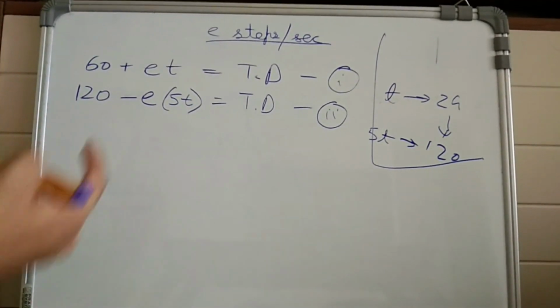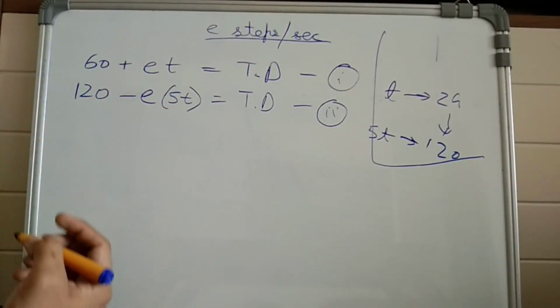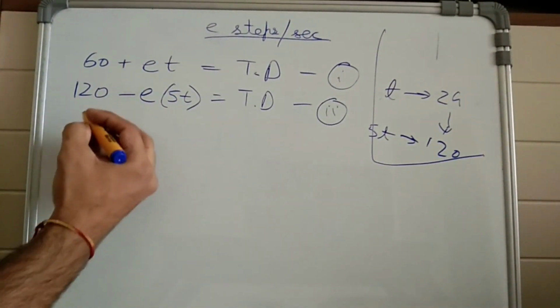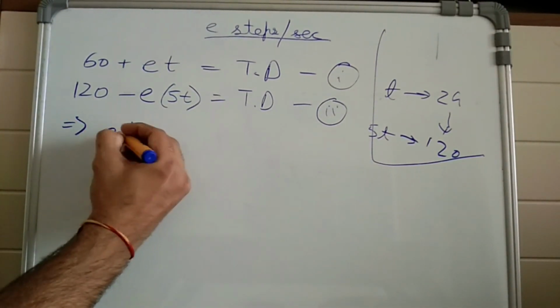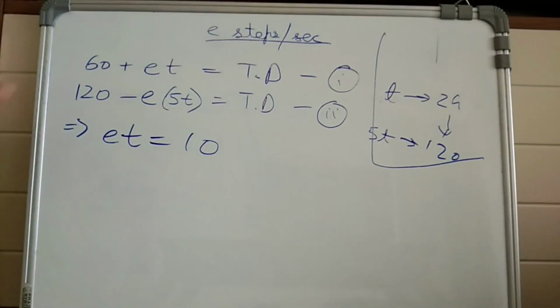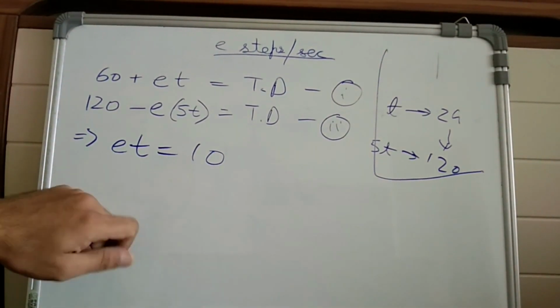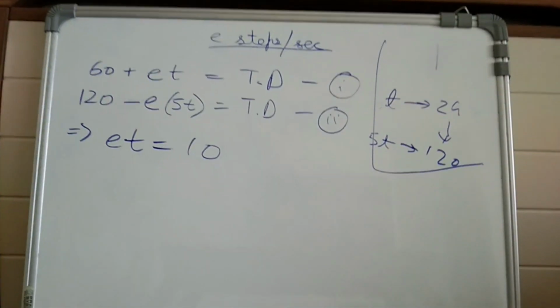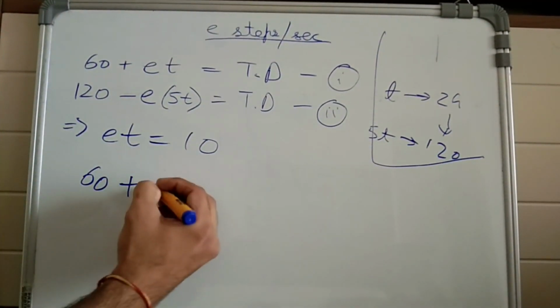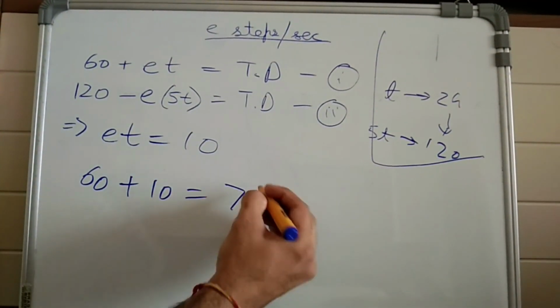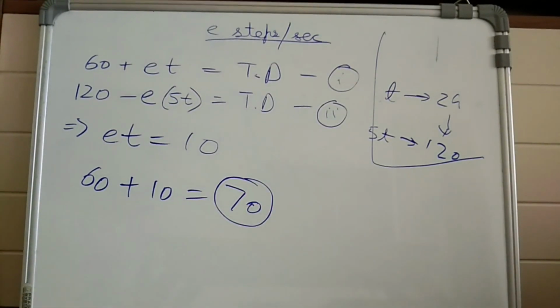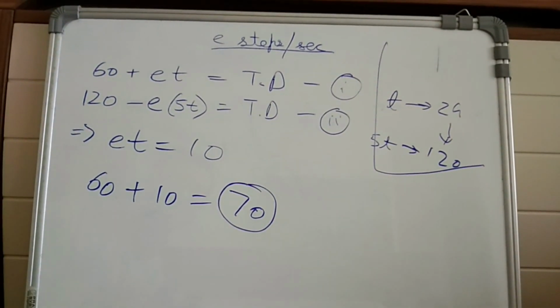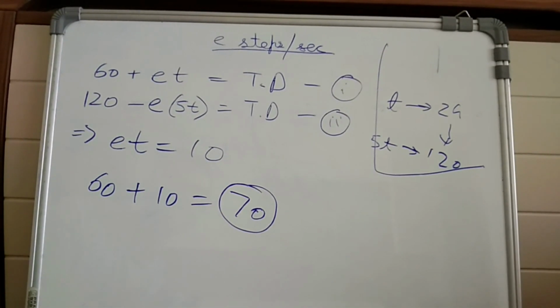Okay. So if we solve both equations, what we get is et is equal to 10. After solving these equations, we get et is equal to 10. Now, if I put the value of et, 10, in the first equation, what will I get? 60 plus 10, that is 70. So 70 is the answer to this particular question. So the total steps on the escalator is 70.